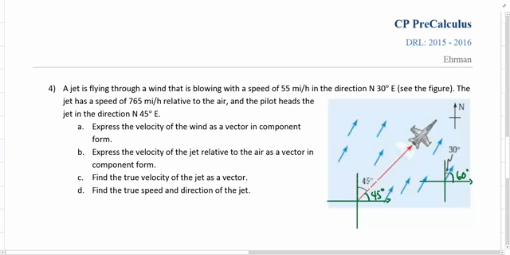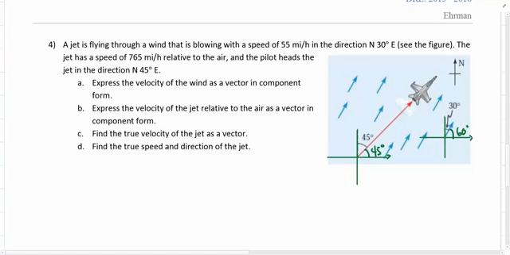So the 45-degree angle didn't need to be changed. It's 45 degrees on both sides. But this 30-degree angle, as was given to us, is really going to be worked with as a 60-degree angle above horizontal. So the first thing that we'll do is express the velocity of the wind as a vector in component form. Right now, we might recognize that the wind vector, we'll call this one W, is equal to 55 miles per hour at an angle of 60 degrees.